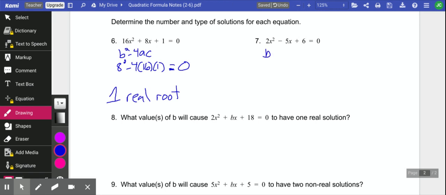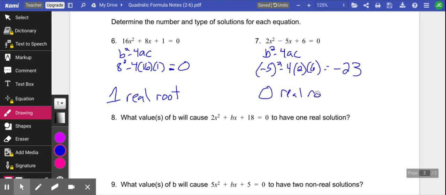All right, let's check out this one. b squared minus 4ac. So b is negative 5, a is 2, and c is 6. We're just going to put that all in the calculator exactly the way we see it, and we get negative 23. So there are no real roots, but there are two imaginary.